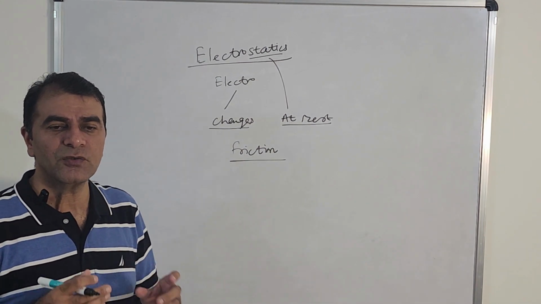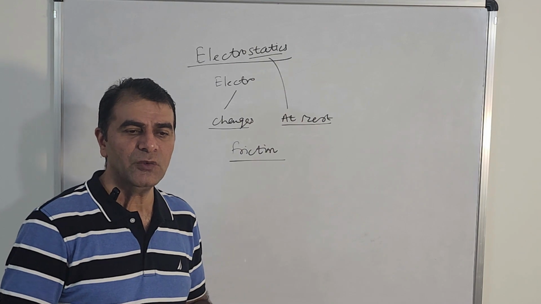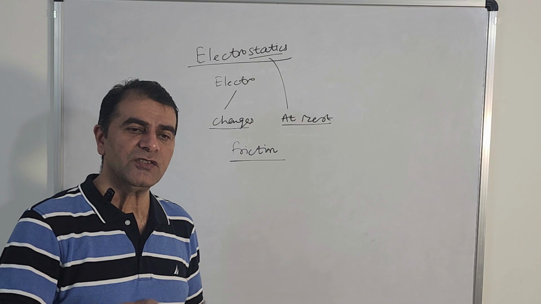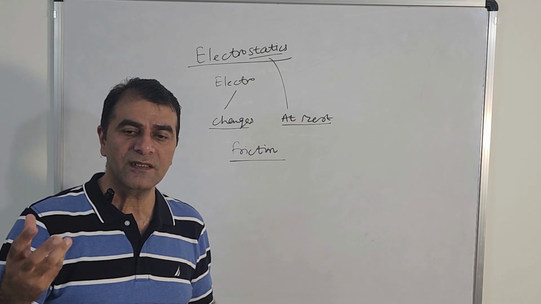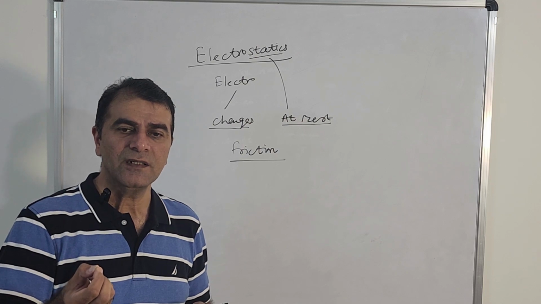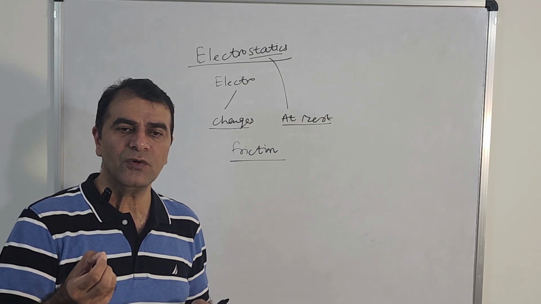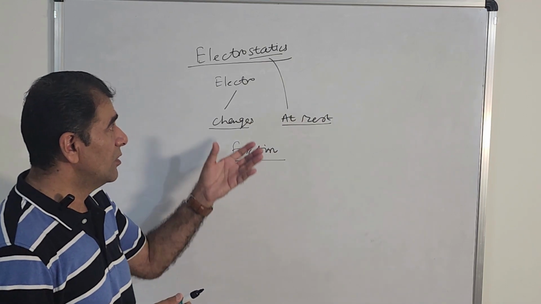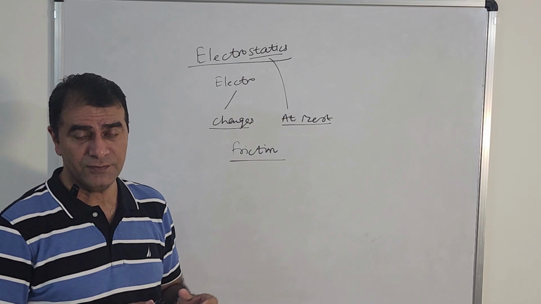When you are sitting on a sofa for some time, and when you are standing up, and you touch somebody, you see that there is a sort of small impulse of current. You feel a small type of, you can say, current feeling. Why is it there? This is because of electrostatics, charges at rest.